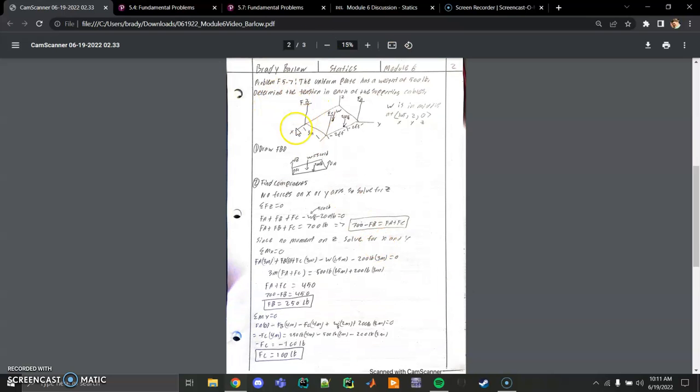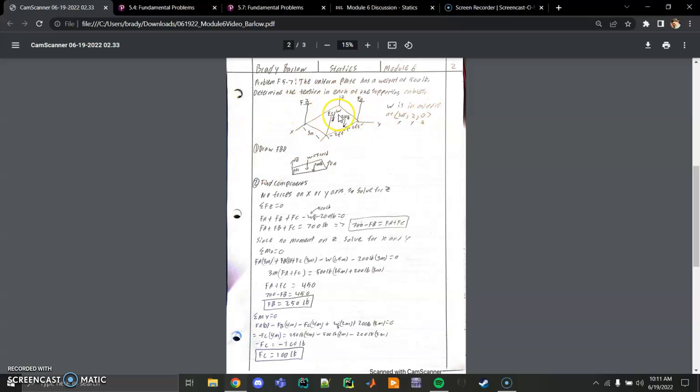The next problem I started off with doing was problem F-7. The uniform plate has a weight of 500 pounds. Determine the tension in each of the supporting cables. Since it's a uniform plate, I went ahead and marked off this center W, where it's going to be the 500-pound force pushing down. I labeled its components for its vector right here, where it would be 1.5 in X, 2 in Y, and 0 in Z.